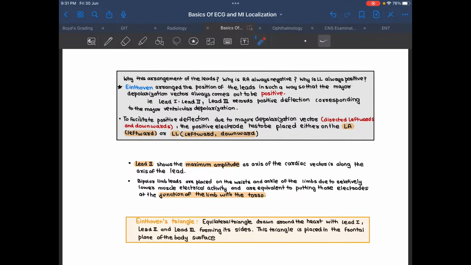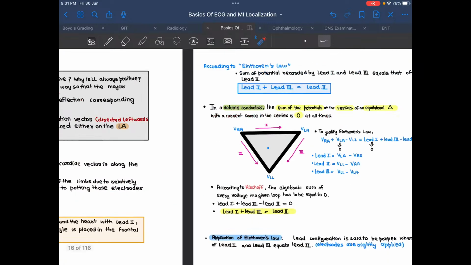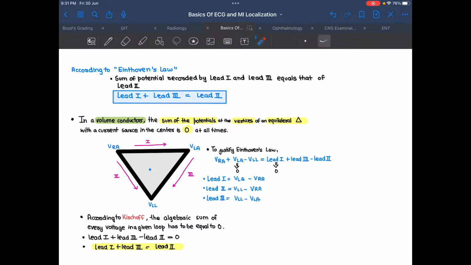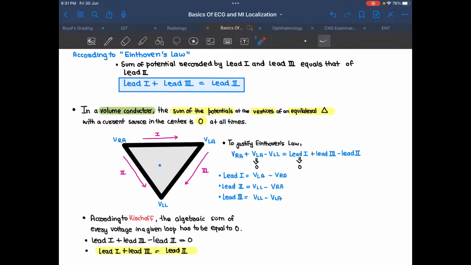So what is this Einthoven's triangle? Einthoven's triangle is an equilateral triangle around the heart, with lead 1, lead 2, and lead 3 forming its sides. Okay? So let's just study what that is. According to Einthoven's law, lead 1 plus lead 3 always equals lead 2. And this is the rationale behind it. You can go into great detail. I've already shared the PDF in the Telegram group as well. So you can join in and have a look at it. Let me just tell you some gist of it.